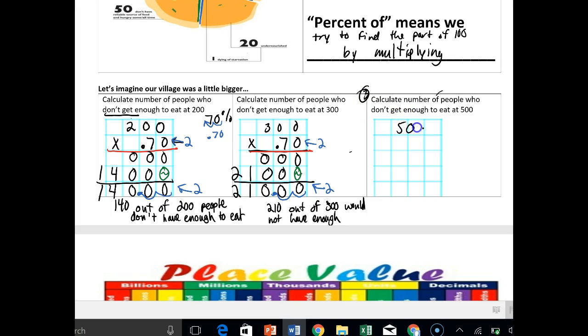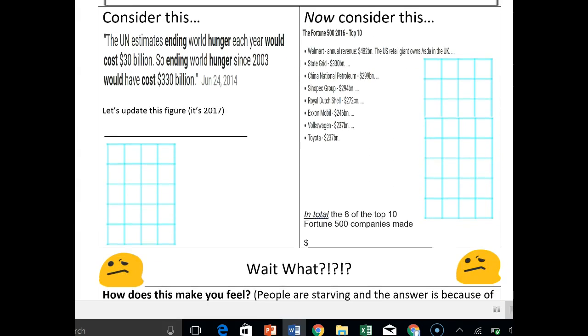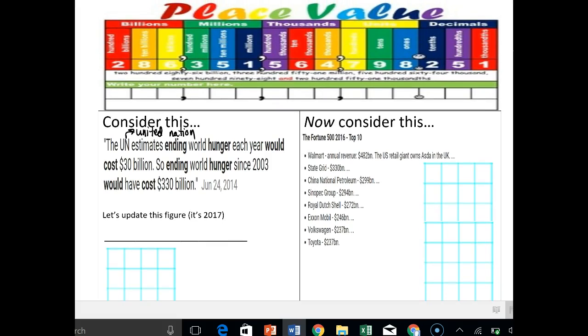So basically you're going to set it up 500 times 0.70. All right, on the back side. So let's consider this. We got this whole idea of hunger and this idea of limited resources. But wait a second. It says the UN, which is called the United Nations, they're this world organization that can get a lot of data for us. They estimate, not exactly, but it estimates ending world hunger each year would cost $30 billion. Billion. So if you go up to here, this is a place values chart, $30 billion.